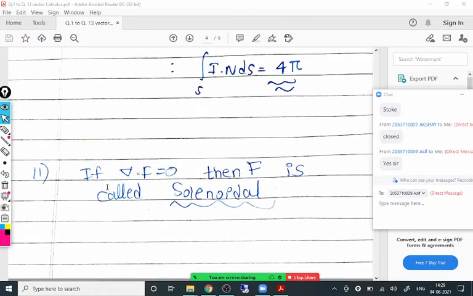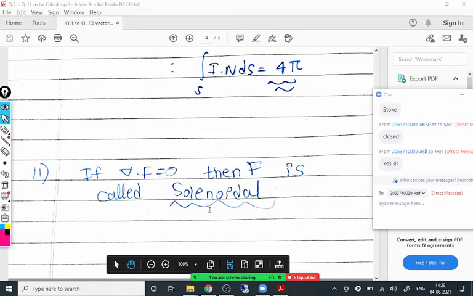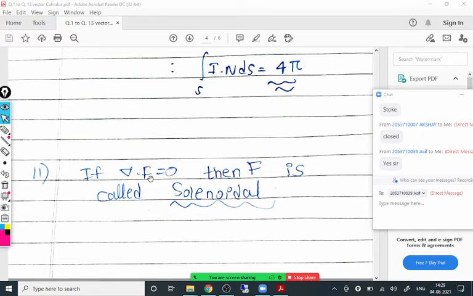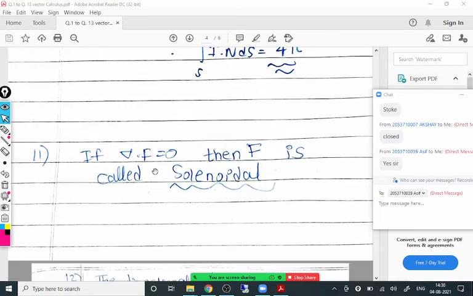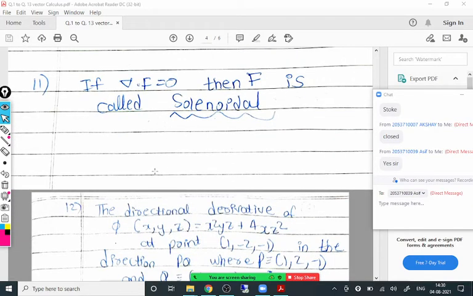Now question number 11. If del dot F is 0, then F is said to be a solenoidal vector field. Correct, solenoidal vector field, that's the correct answer. Again, this follows the BS Grewal notations. This capital F is written in bold form in the book, but you cannot show the bold form here, so try to write a bar notation. Del dot F bar is 0, then F bar is solenoidal. Otherwise we cannot distinguish between vector and scalar in what you are writing.